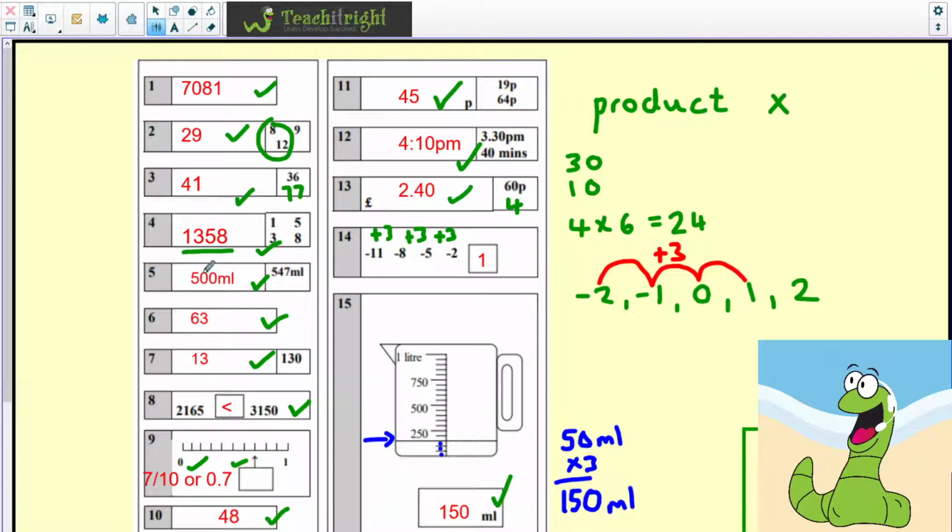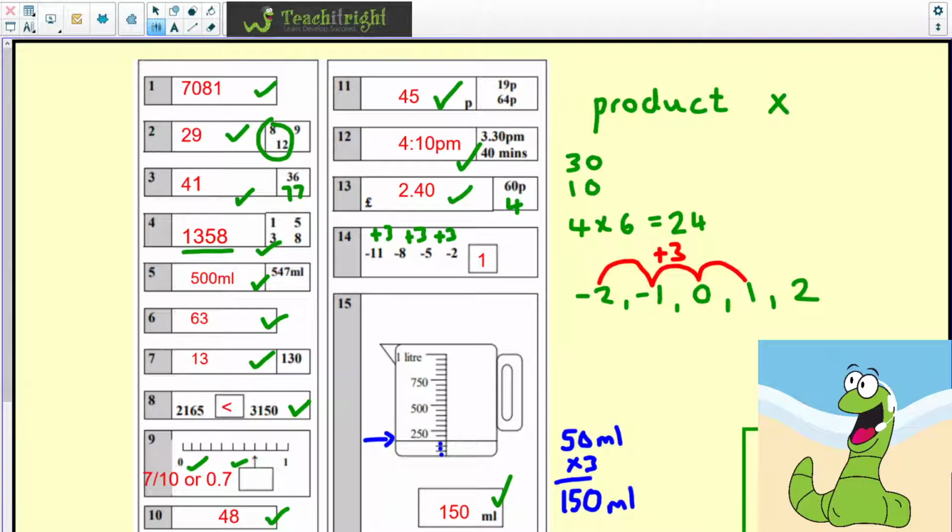Well done if you managed to get all of those questions correct this week. If you didn't, don't worry, but maybe that's an area for you to focus on in your next lesson, or potentially work on at home as well. If there's an area you found a bit harder, if it was rounding or time or taking away money, adding money, that certainly is something you can concentrate on.